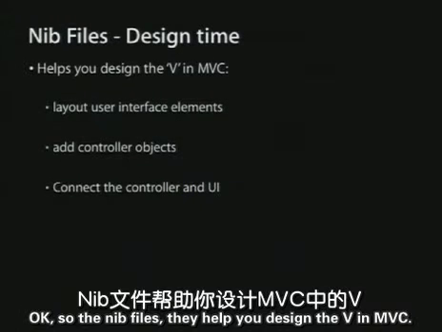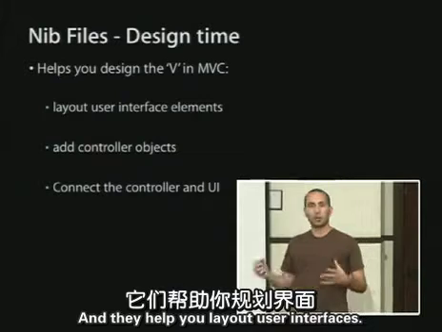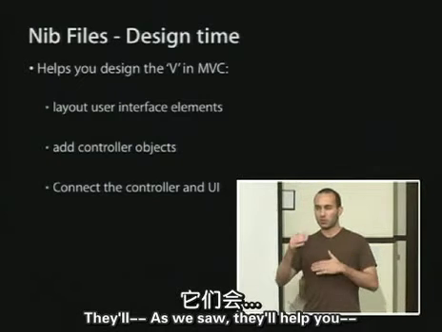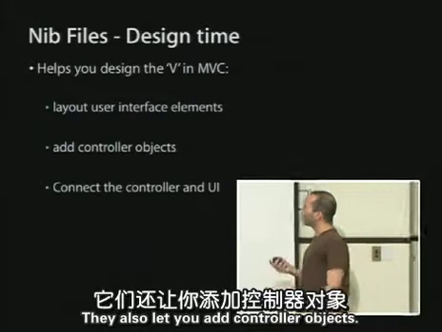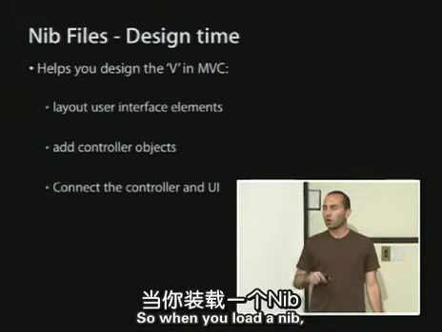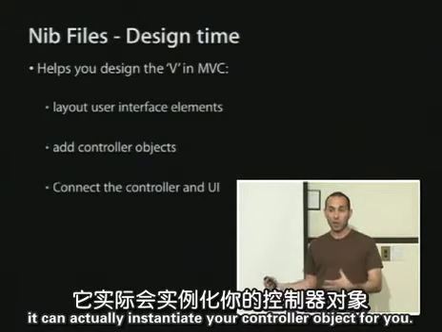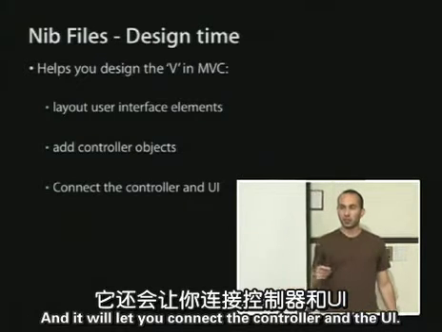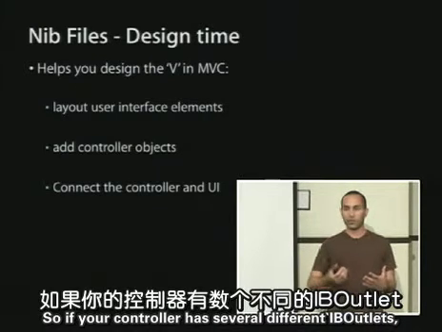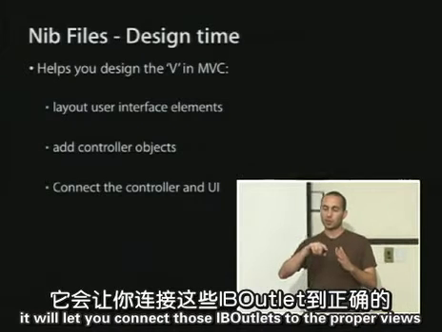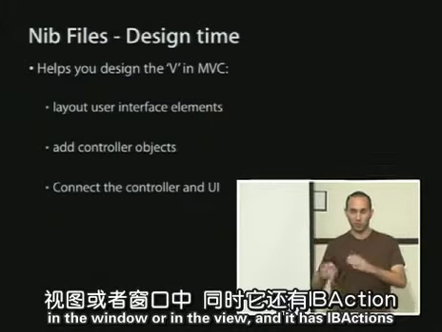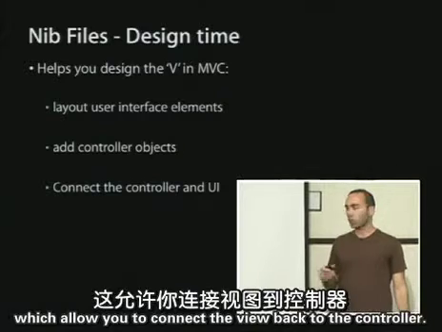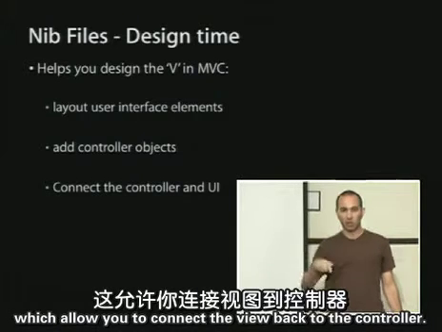Okay, so the nib files help you design the V in MVC. And they help you lay out user interfaces. As we saw, they'll tell you where the proper guides are to help you align different elements, make sure they all look good. They'll also let you add controller objects. So when you load a nib, it can actually instantiate your controller object for you. And it'll let you connect the controller and the UI. So if your controller has several different IBOutlets, it will let you connect those IBOutlets to the proper views in the window or in the view. And it has IBActions, which allow you to connect the view back to the controller.